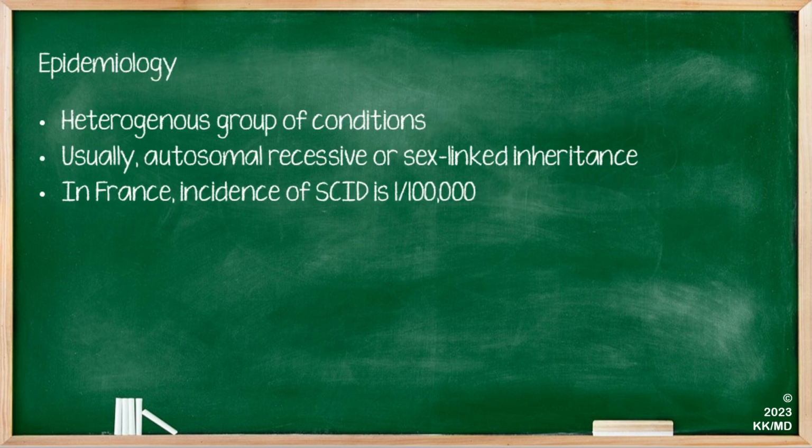As far as its epidemiology is concerned, these are really a heterogeneous group of conditions. They are usually, however, inherited through an autosomal recessive or sex-linked inheritance pattern. And the incidence of this, for instance, in France, is about 1 in 100,000.